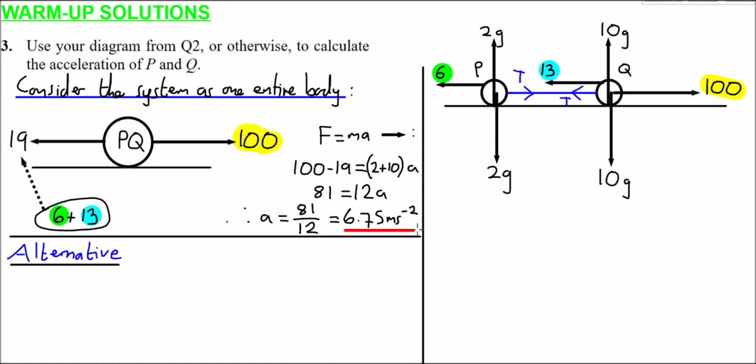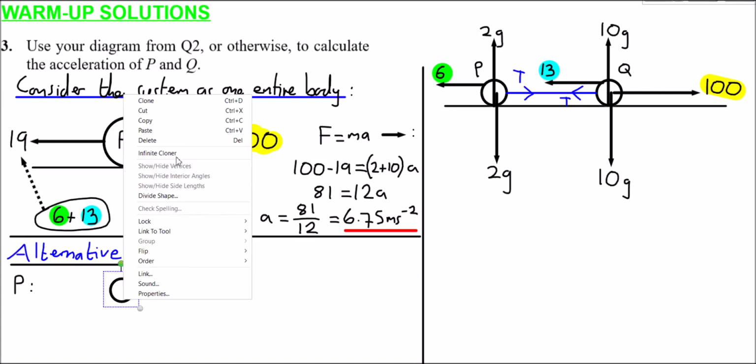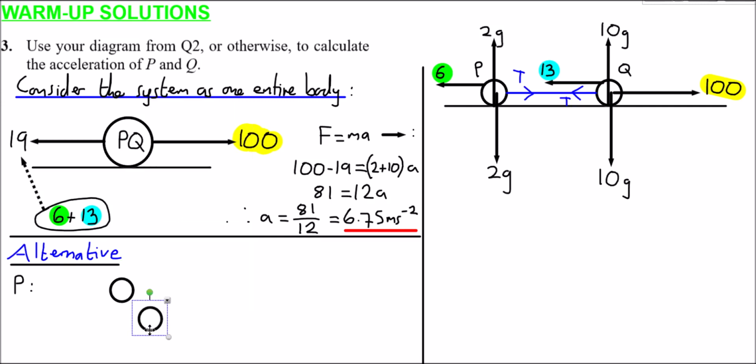Like I said, there is an alternative. What we did here is consider the system as one entire body. We could have, if we wanted, considered P and Q separately. So if we just consider P for a moment, I'm going to do a little circle for P, and I'll clone that for Q. We're going to consider P and Q separately, and then see if we can combine them in a moment to get some equations out of each.